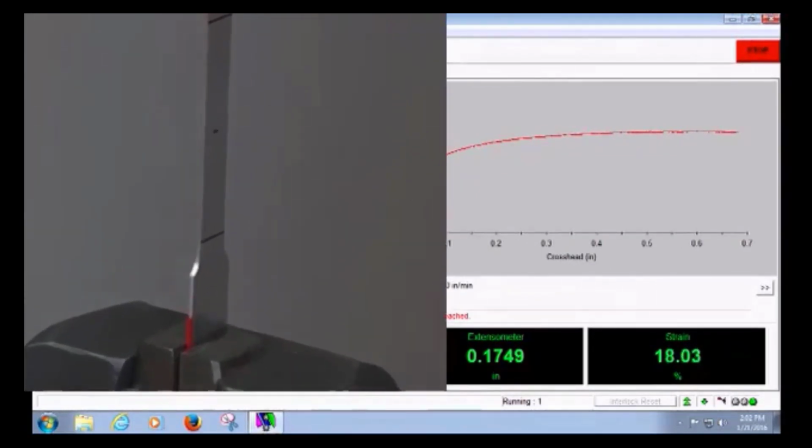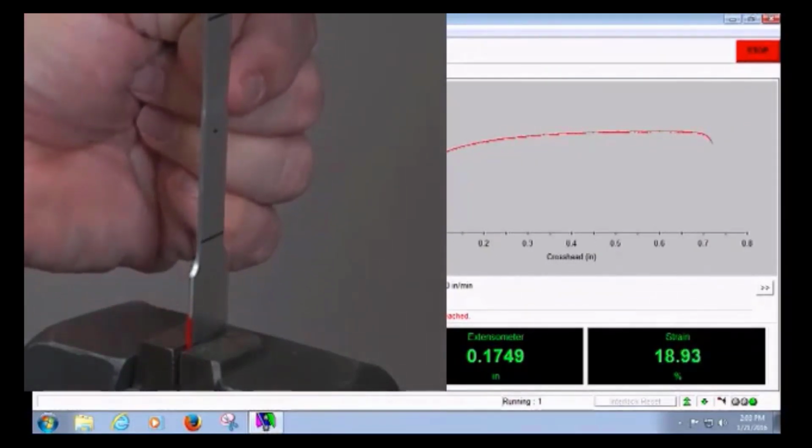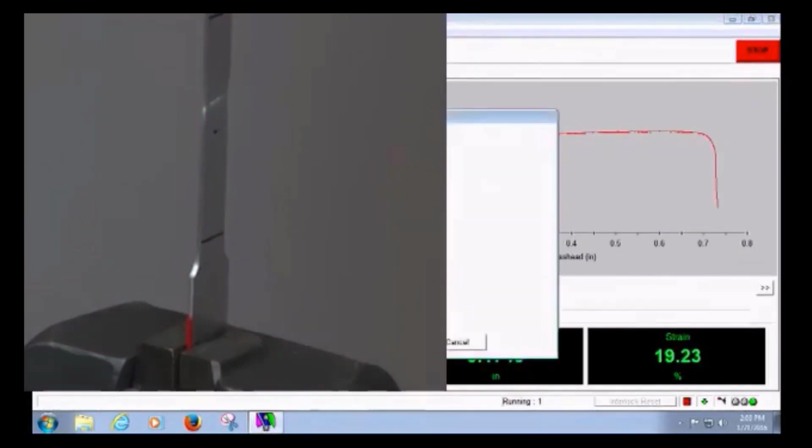And it looks like the load is starting to drop. So I'm going to look closely at the specimen here. And I can see the neck beginning to form right here. It's actually first visible as a discoloration. Now I can see the fracture actually in there. And anticlimactically enough, our test is complete.